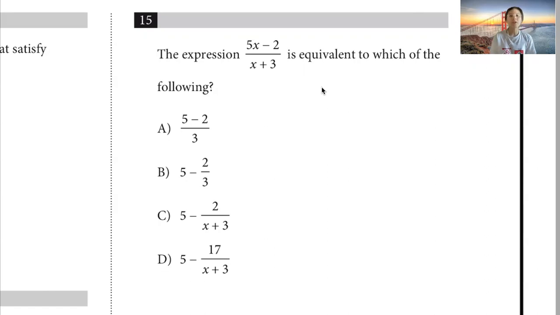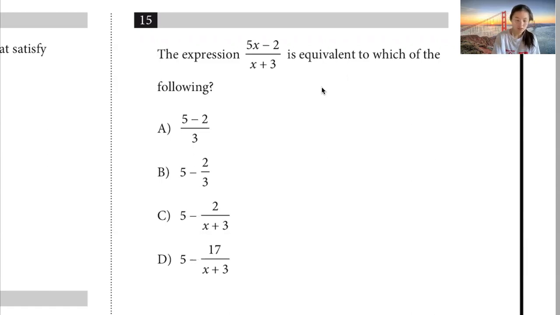So the expression 5x minus 2 over x plus 3 is equivalent to which of the following? So we're not adding anything, we're not multiplying anything to this expression. We're just trying to divide it and find the answer. So we're not doing anything extra to it, if that makes sense.